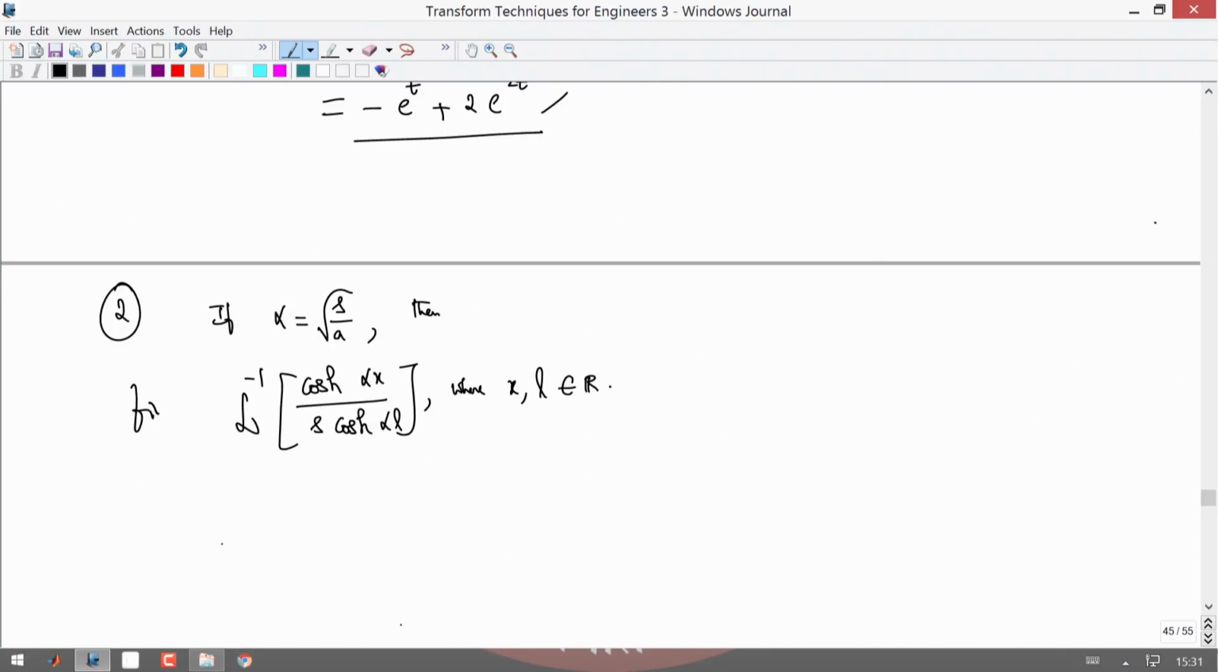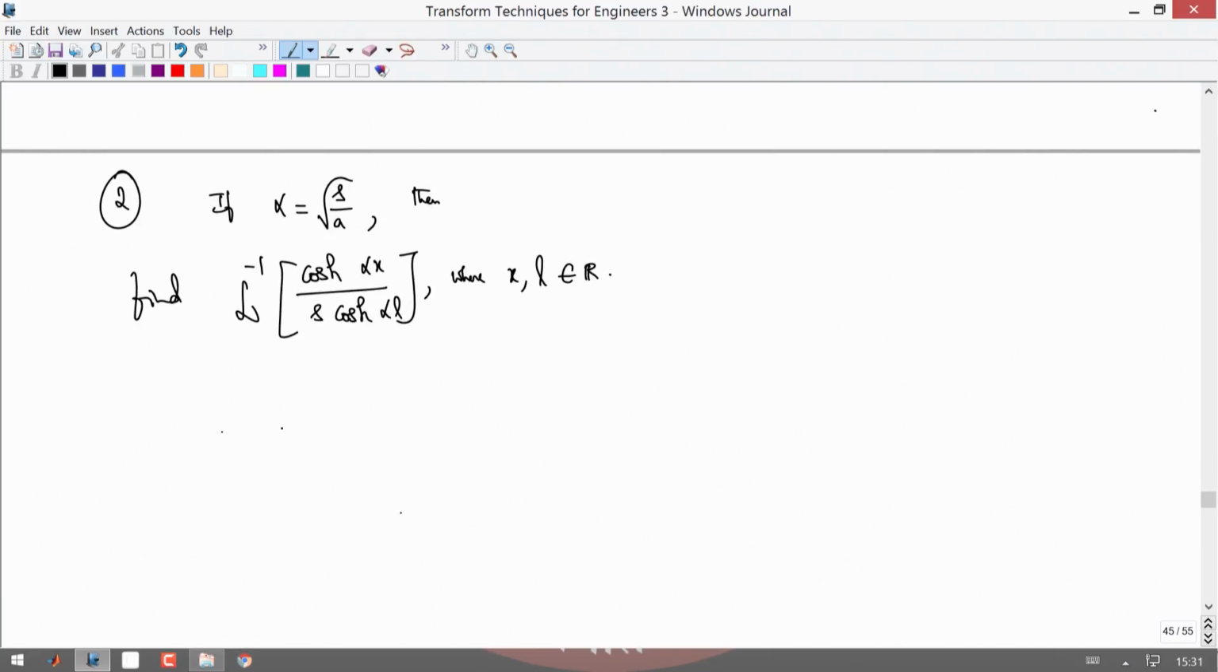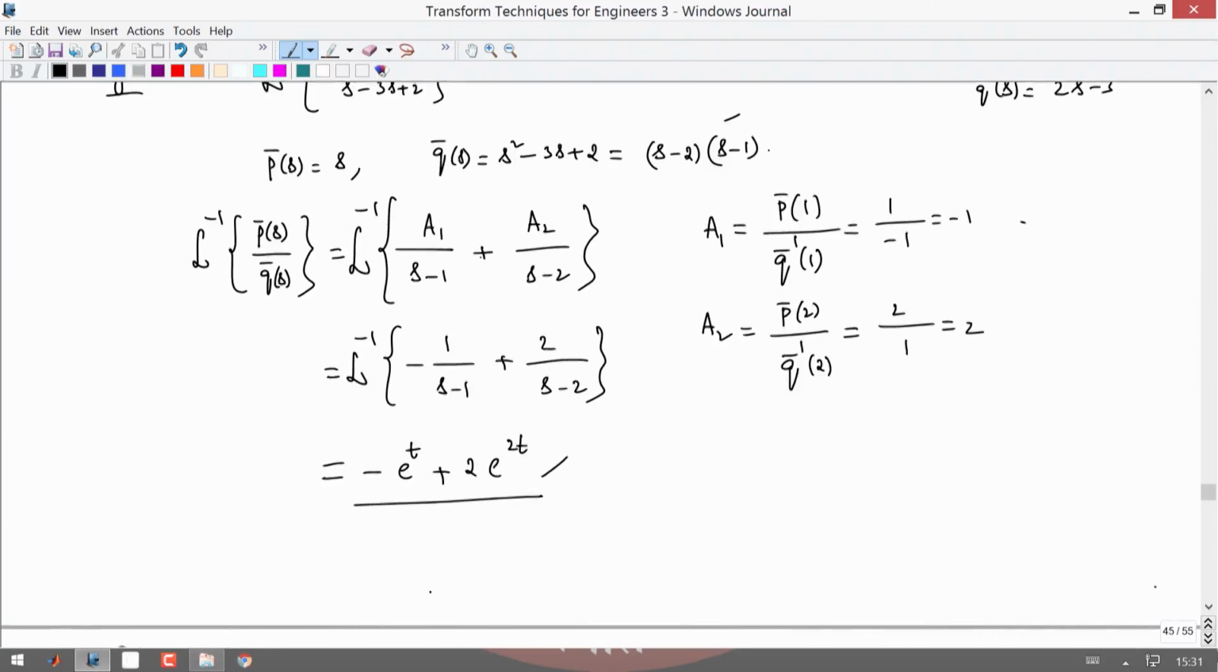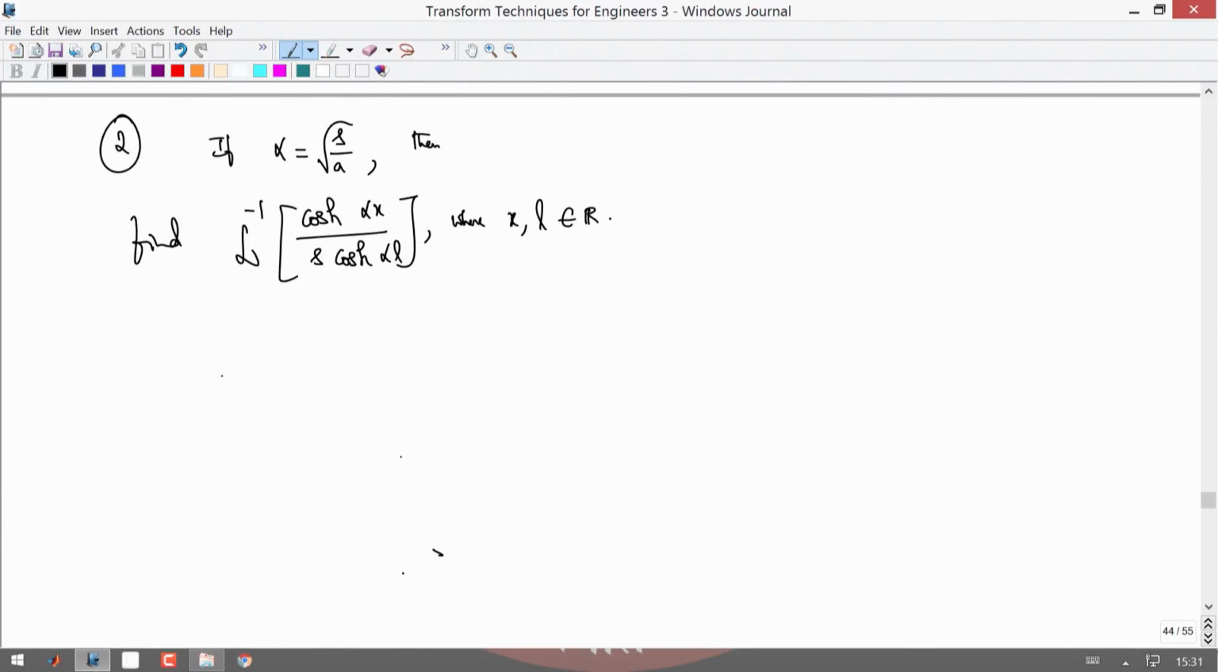Then find this Laplace inversion. You can easily see that for this example, if you write p bar and q bar, p bar of s is cos hyperbolic alpha x, where alpha is root s by a, so cos hyperbolic root s by a into x. And q bar of s is s times cos hyperbolic root s by a times l.